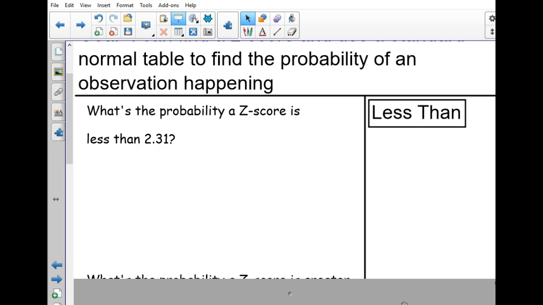If a distribution is normal, do you remember what z-score is considered extreme? Above 2 or 3, or -2, right? 2 or -2. So yeah, 3 would be considered unusual or extreme. What's the probability a z-score is less than 2.31? The first thing I want from you, if it is not given, is a probability statement. Okay, so that's step 1.